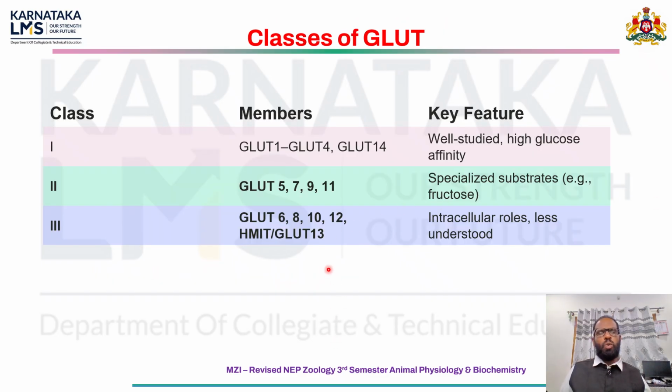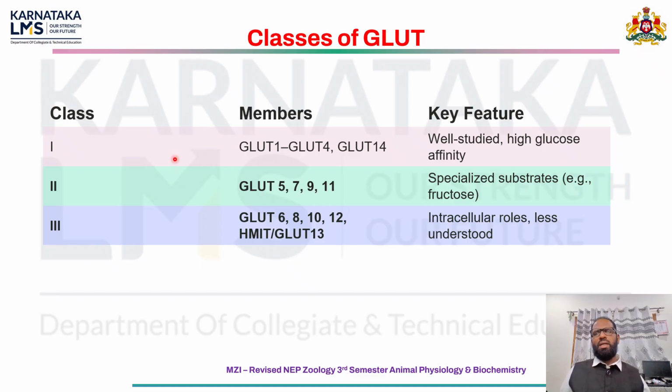If you take the GLUT, the glucose transporters, there are three different classes: class 1, class 2, and class 3 glucose transporters. Examples of class 1 glucose transporters are GLUT1, GLUT2, GLUT3, and GLUT4. Apart from GLUT4, we have one more example for class 1, GLUT14. These five transporters are responsible for the transportation of glucose into the cell.